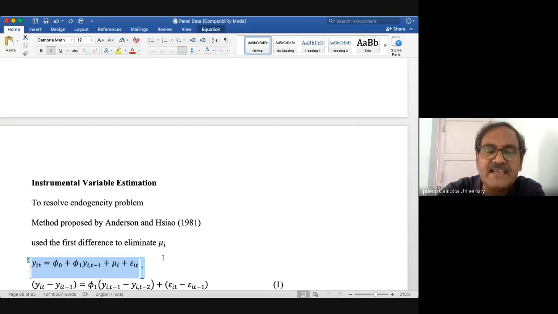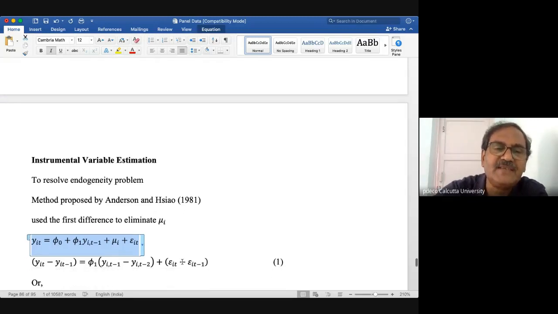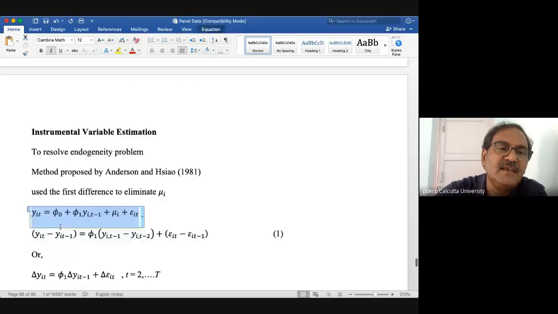But Anderson and Hsiao considered the first difference of this equation to eliminate mu I. If you take the first difference, how to get it? This is YIT. So you can write similarly the value for YIT minus 1. So YIT minus 1 is equal to phi naught plus phi 1 YIT minus 2 plus mu I plus epsilon IT minus 1. And take the difference.